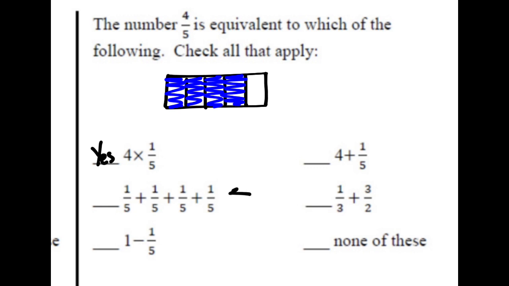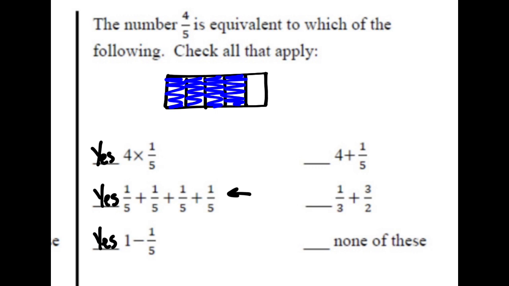Okay, and it looks just like this. 4 1/5 added up. Okay, next one. If I take the whole rectangle, one of them, and I take away 1/5, do I get the blue stuff? Sure you do, because you have the whole thing, and we're going to take this one off. And what we have left is the blue part. So that one is also yes.